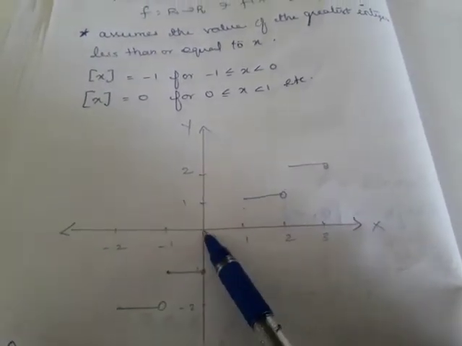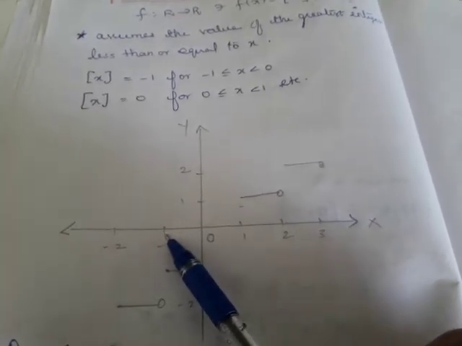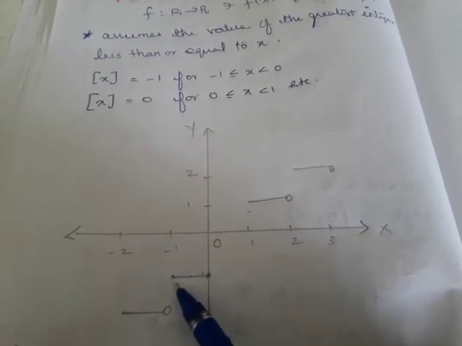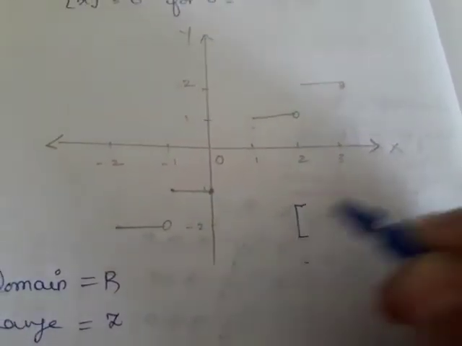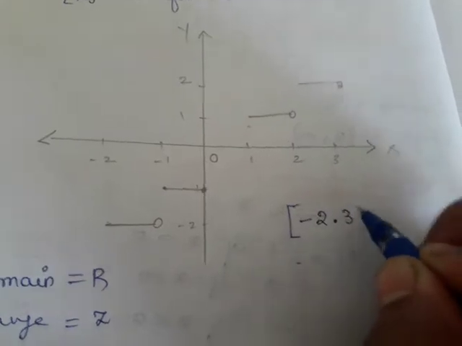If you choose values from 0 to minus 1, then we will plot it at minus 1. I will show you with a numerical example, then you can understand in a better way. Suppose, what will be the answer for the greatest integer of minus 2.3?